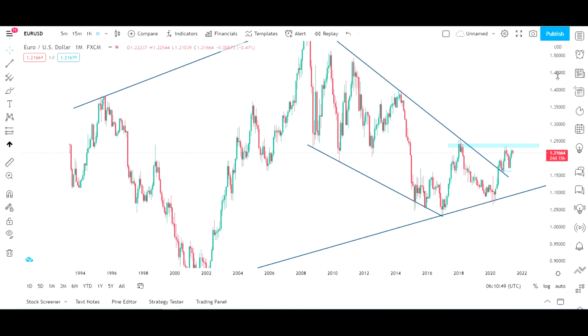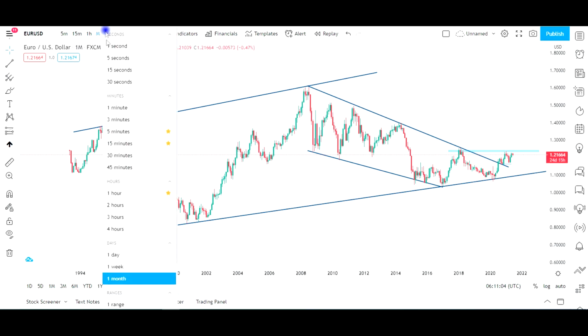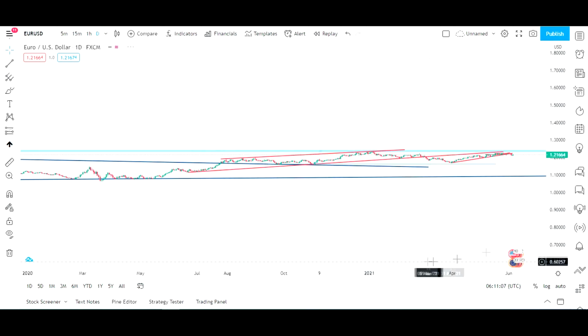You would see that I did this on a monthly time frame where I had this channel going up and I have this one going down, but then it just broke out. So we were expecting the moves to the upside for the coming years. All right, so let's go back to a daily time frame.